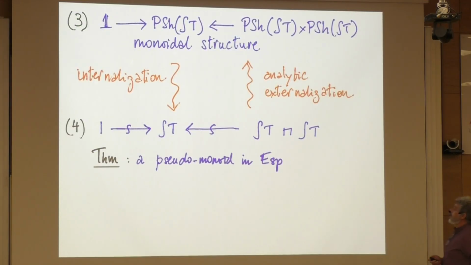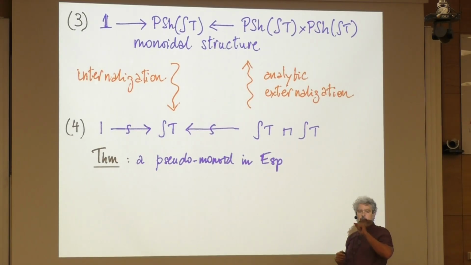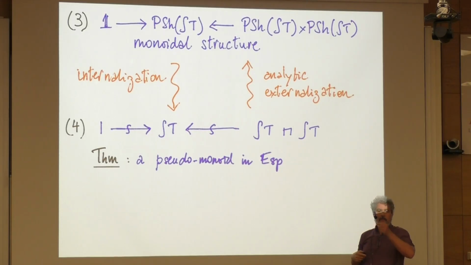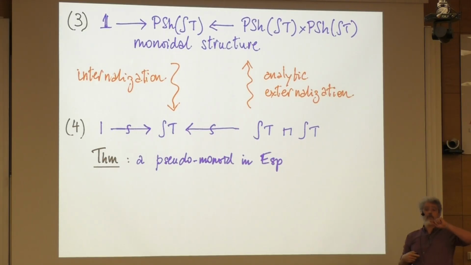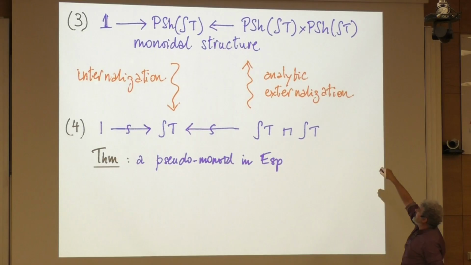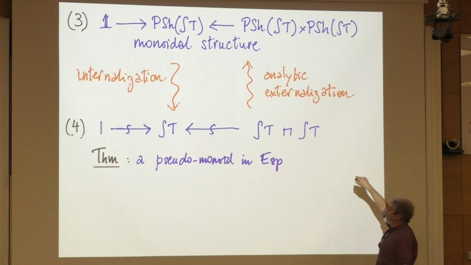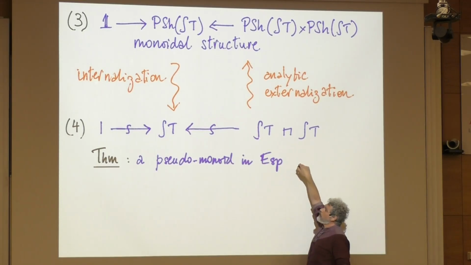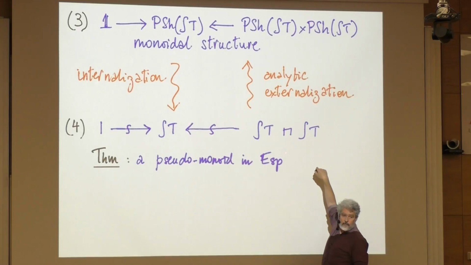Okay. Now there is a bit of work we have to do. This monoidal structure actually happens to be analytic, okay? Which means it can be internalized itself in the bicategory of species. And that means that this monoidal structure, in fact, I can see it as a pseudo-monoid in the bicategory of species.